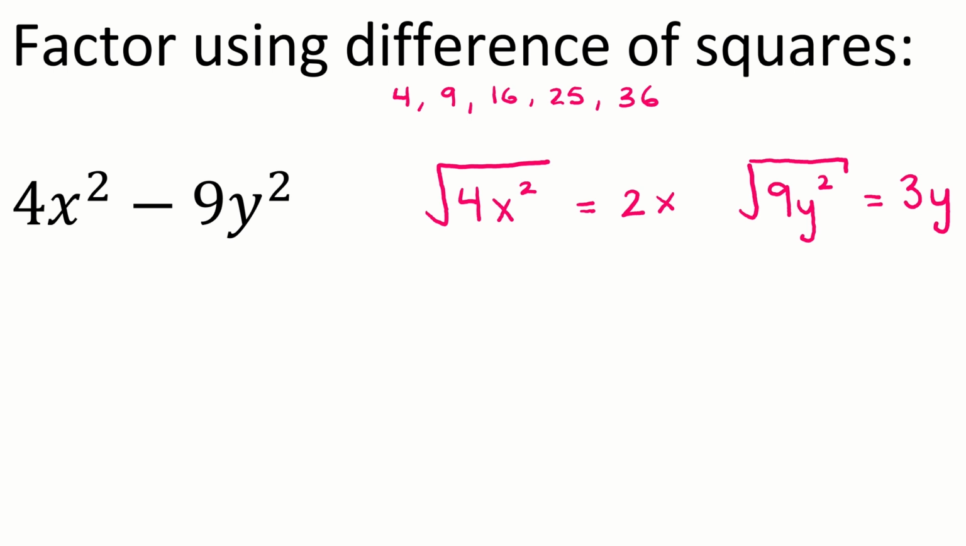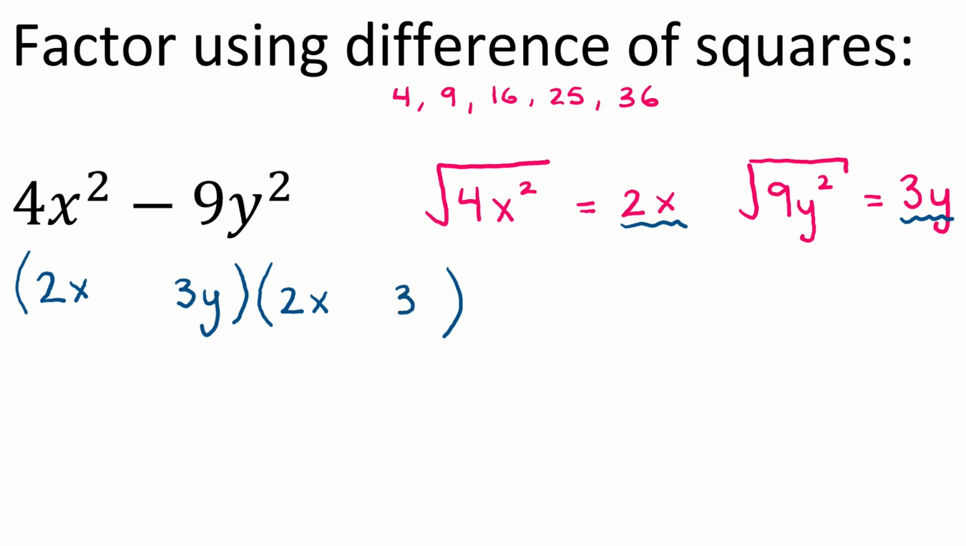Now I'm going to set up two brackets. And each bracket is going to start with the square root of the first term. So they're both going to start with 2x. And they're going to end with the square root of the second term, which is 3y. So I'm going to end these brackets with 3y. And then one of these brackets is going to get a positive sign, one is going to get a negative sign. And that is how you factor them. So the answer to this question is (2x + 3y)(2x - 3y).